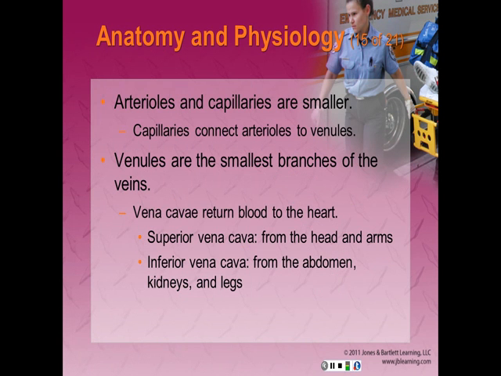Arterioles and capillaries are smaller vessels that receive blood from the arteries. Capillaries are 1 cell thick, and they exchange nutrients and oxygen for waste at the cellular level, and they connect arterioles to venules. The venules and veins receive blood from the capillaries. Venules are the smallest branches of the veins, and the vena cava return oxygen-poor blood to the heart. They are the major veins. The superior, or upper, vena cava carries blood from the head and arms back to the right atrium. The inferior, or lower, vena cava carries blood from the abdomen, kidneys, and legs back to the right atrium.